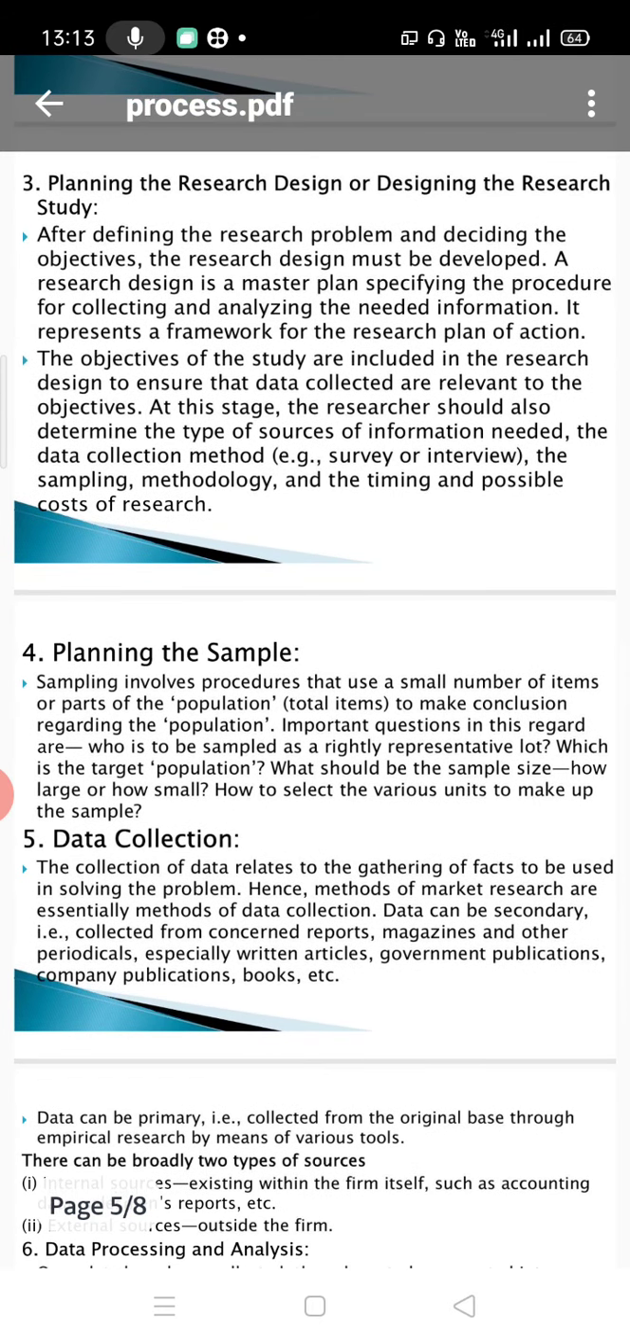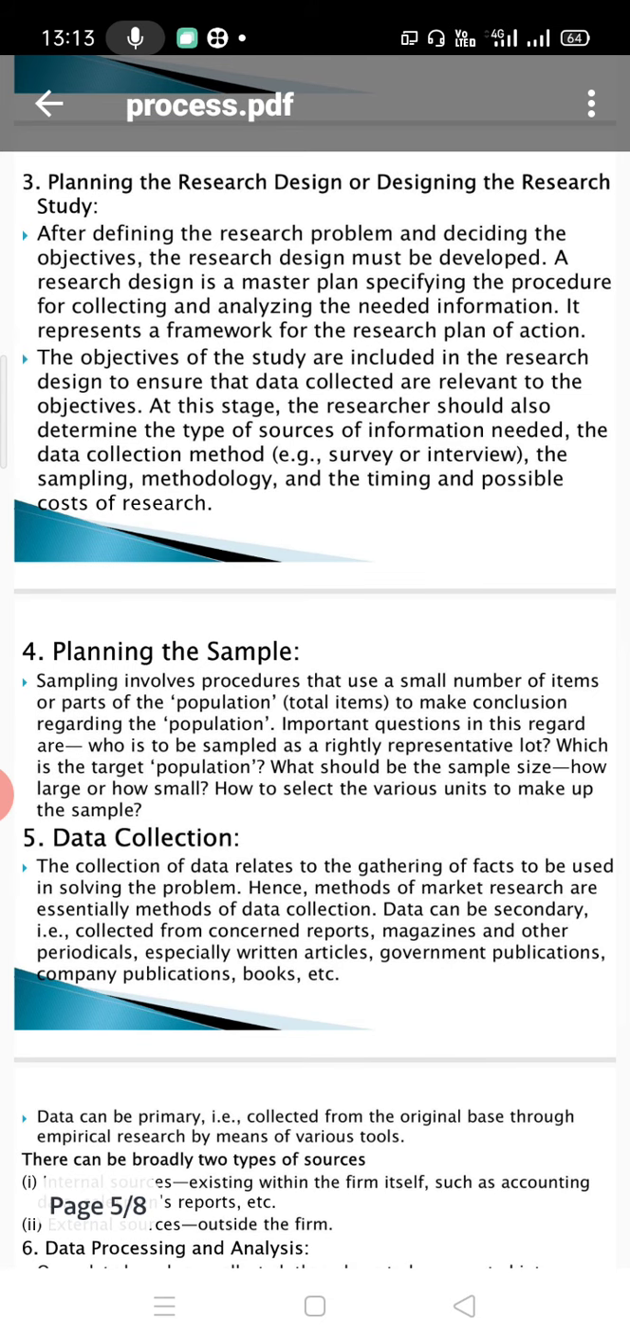Fourth is planning the sample. Sampling involves the procedure that uses a small number of items or part of the population to make a conclusion regarding the population. The important questions in this regard are: what is to be sampled as a rightly representative lot, which is the target population; all that should be considered at this point.